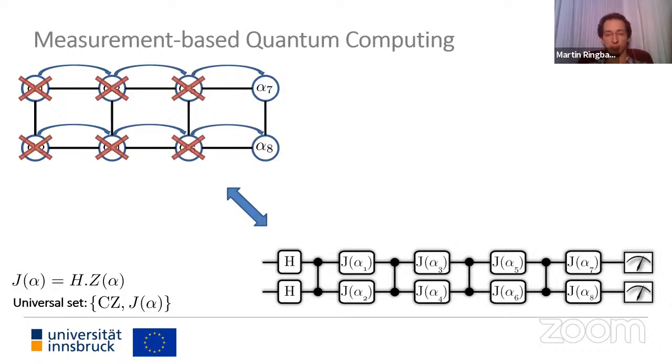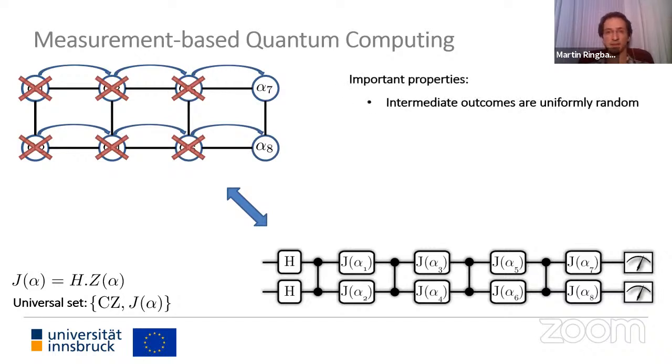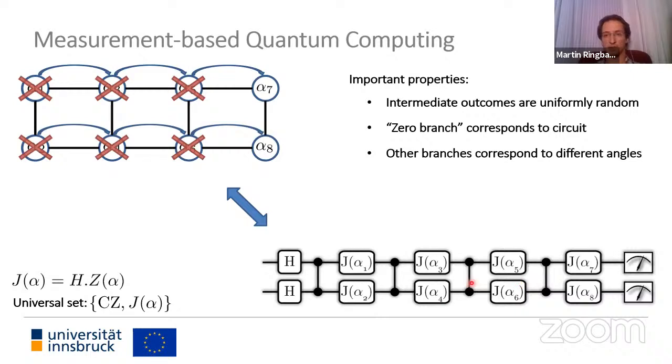And now there are a couple of important things to note here that we will need later. So the intermediate outcomes, the measurement outcomes on all these intermediate qubits, 1 to 6 here, they are uniformly random. That's because of the symmetry properties of this large entangled state we made in the beginning. And the zero branch, where all of these measurement outcomes are zero for the intermediate measurements, this is what corresponds to this circuit. When one of these measurement outcomes is non-zero, then it still corresponds to this circuit, but with different angles for the single qubit gates. And these different angles are obtained by absorbing the corrections that we would need to do for such non-zero outcomes.